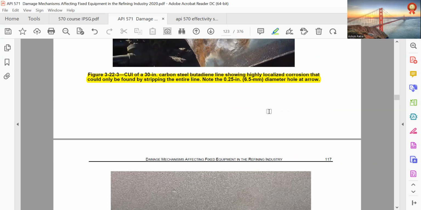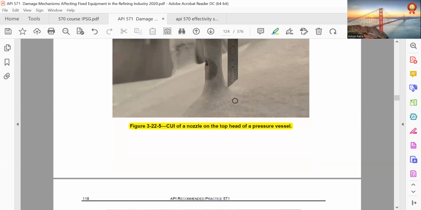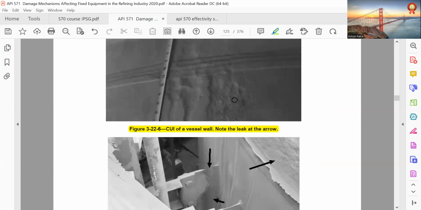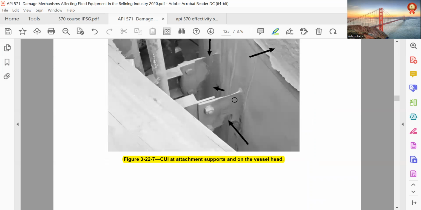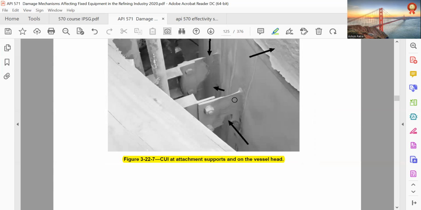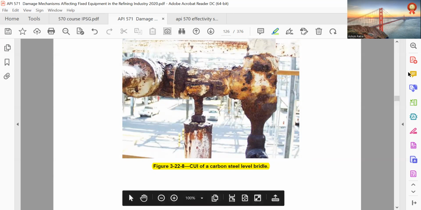CUI at nozzle on the bottom head of a pressure vessel. CUI of a nozzle on the top head of a pressure vessel. CUI of a vessel wall, note the leak at the arrow. CUI of attachment supports and on the vessel head. CUI of a carbon steel level bridle.